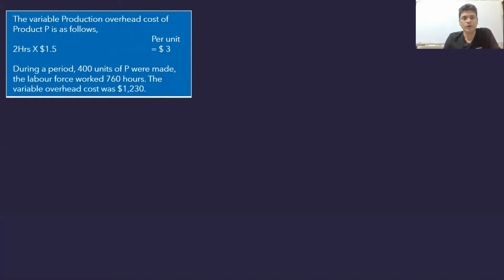The variable production overhead cost of product P is as follows: 2 hours at the rate of $1.5 per hour. 1 unit requires variable production overhead cost of $3 per unit. During a period, 400 units of P were made. The labor force worked 760 hours. The variable overhead cost was $1,230.